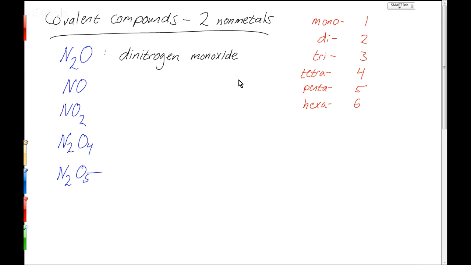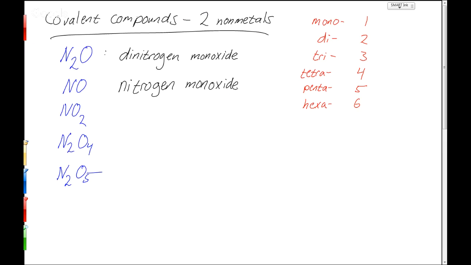One other thing that happens in this naming system is when there's a mono on the first one, because that's so common, we just leave it off. So this actually becomes nitrogen monoxide. Just because it's so common. Like if you were to look in a chemical catalog that was alphabetized or something, half of it would be the M's, because everything would start with mono, because a lot of compounds have 1 of something. So you just leave that off and call it nitrogen monoxide.